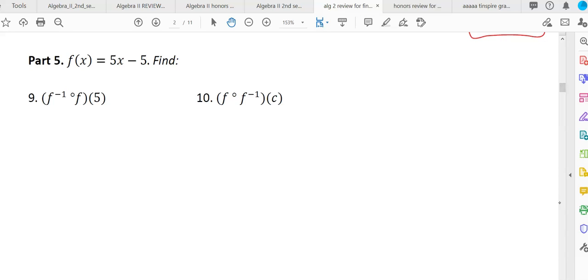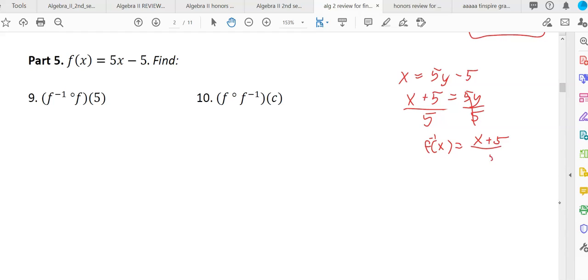So we have to find the inverse for this one. So off to the side here, I'm going to switch x and y. So x equals 5y minus 5. So x plus 5 equals 5y. And divide by 5. So we get the inverse of x equals x plus 5 over 5.